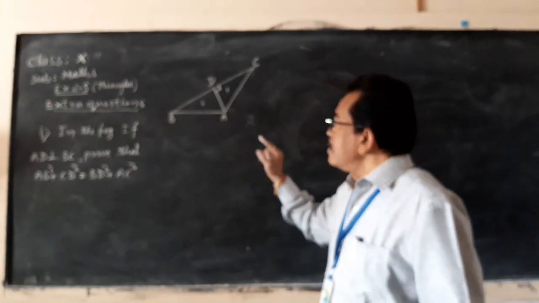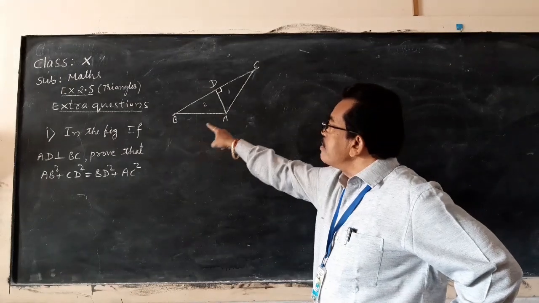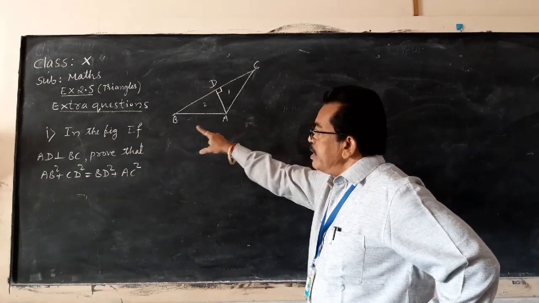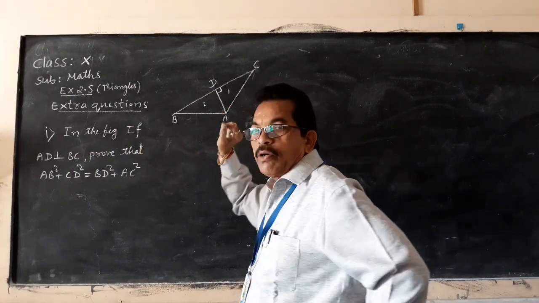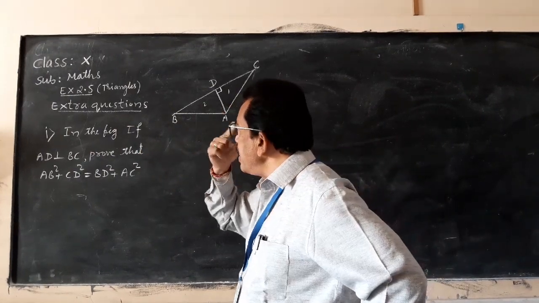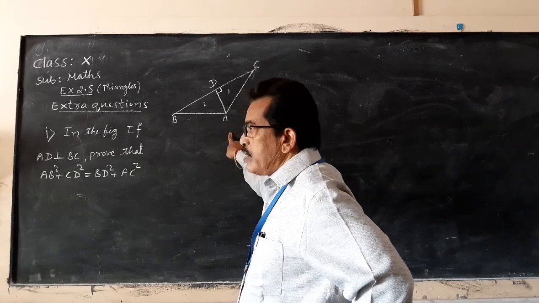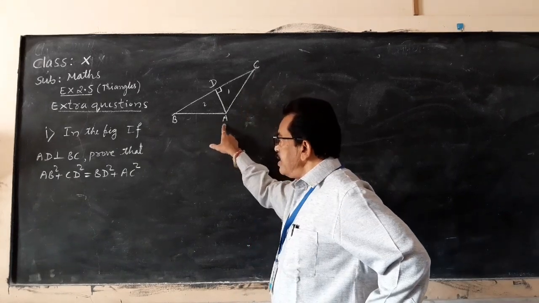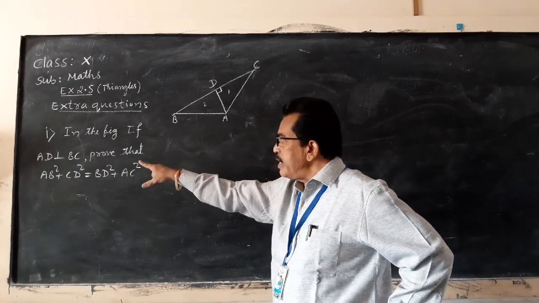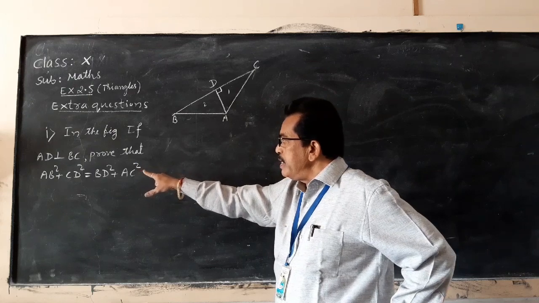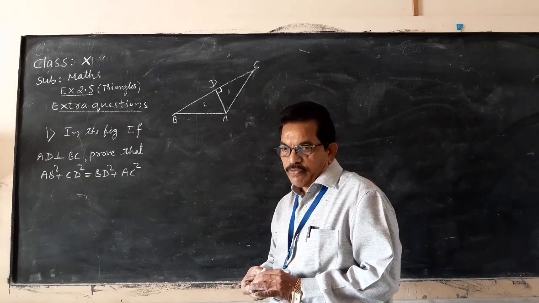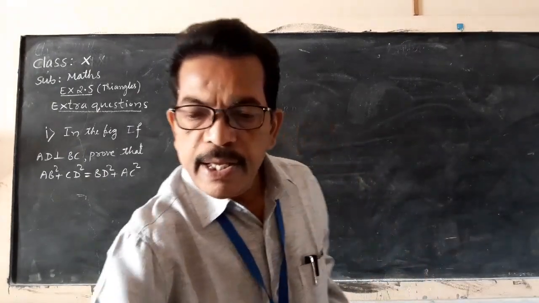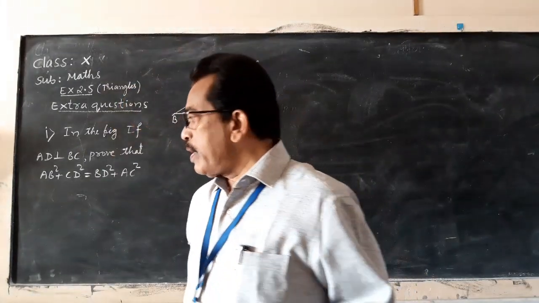In this question, the figure is given. In the figure, if AD is perpendicular to BC, the figure is like this. We have to prove that AB square plus CD square equals BD square plus AC square.